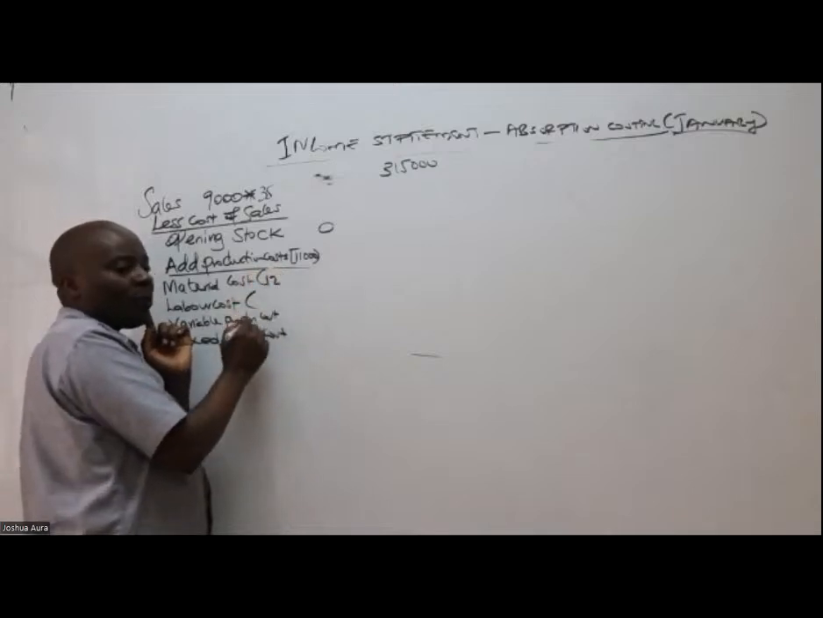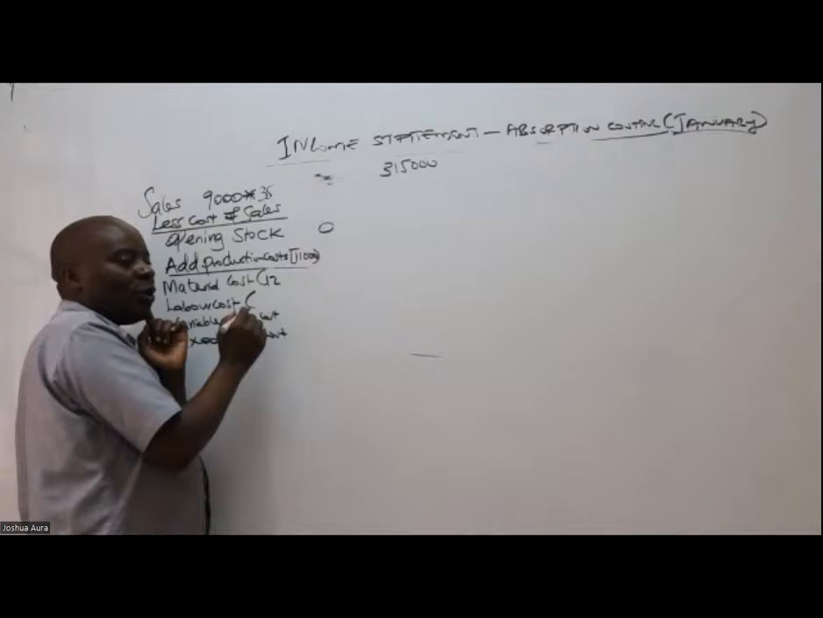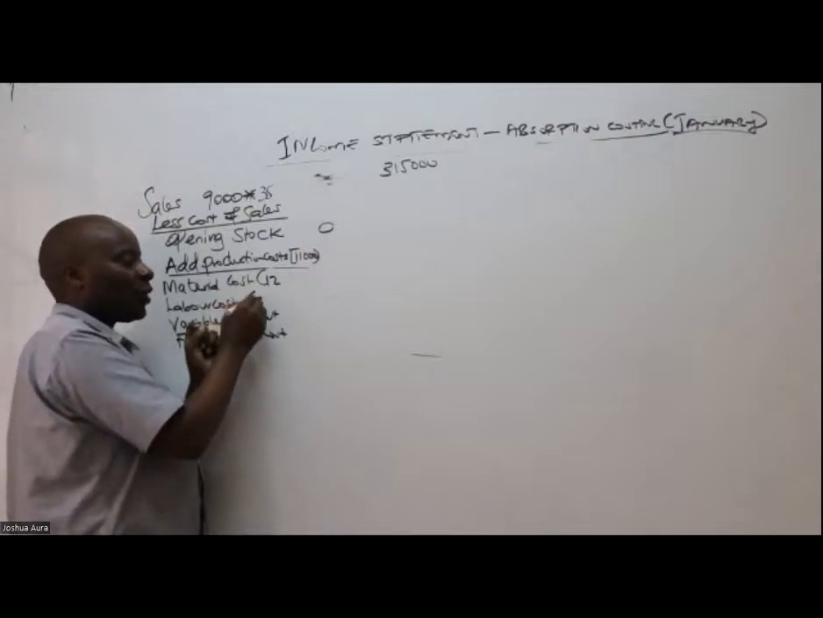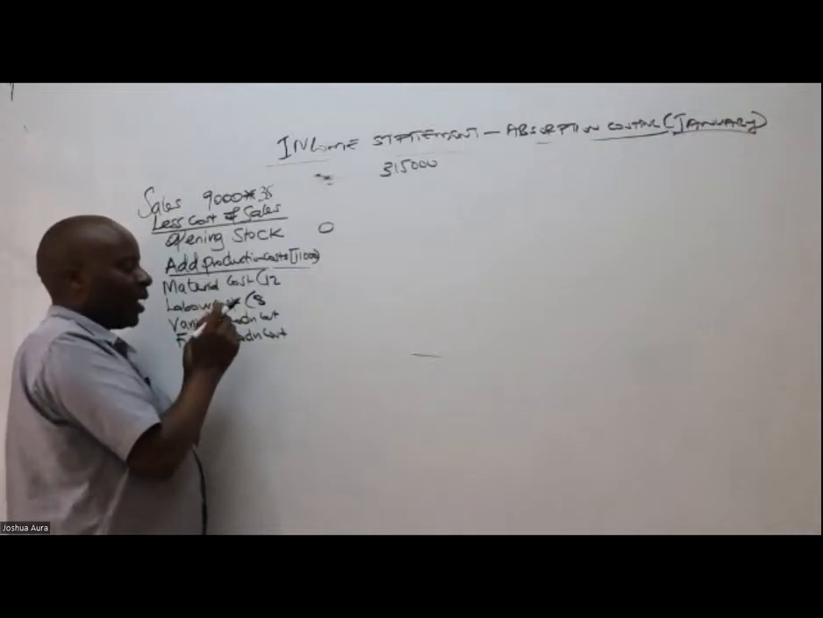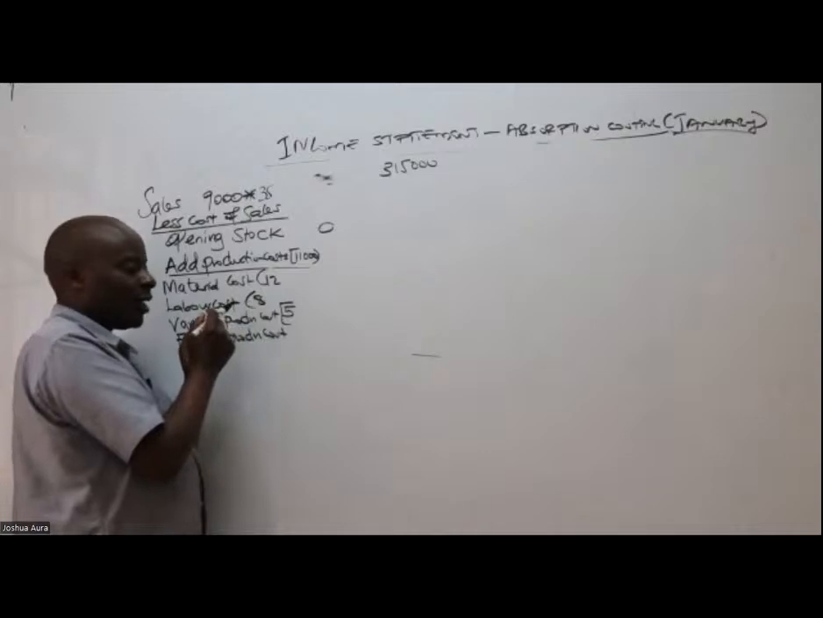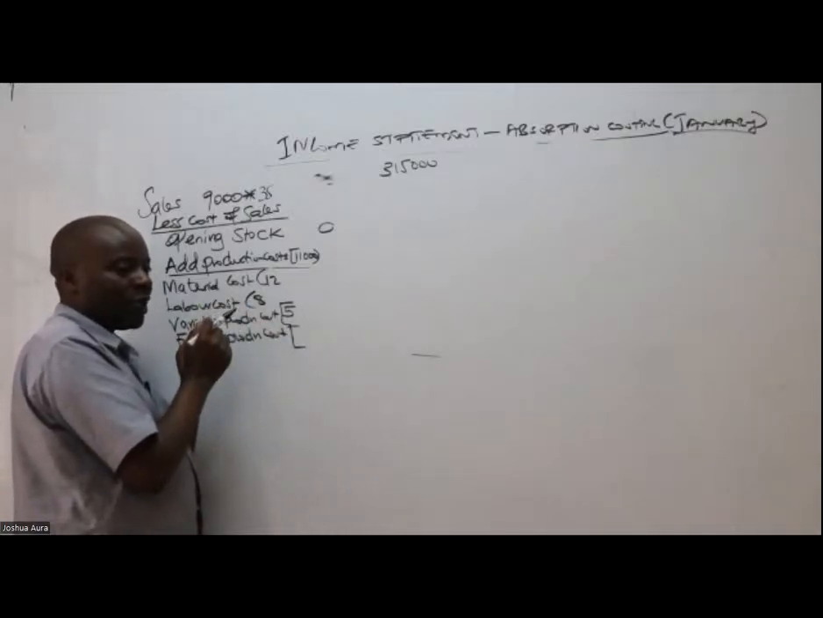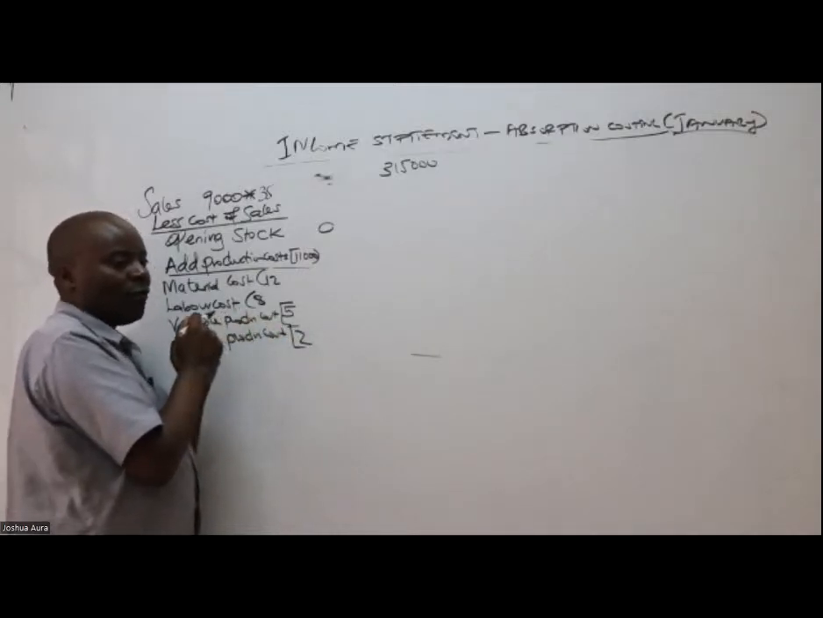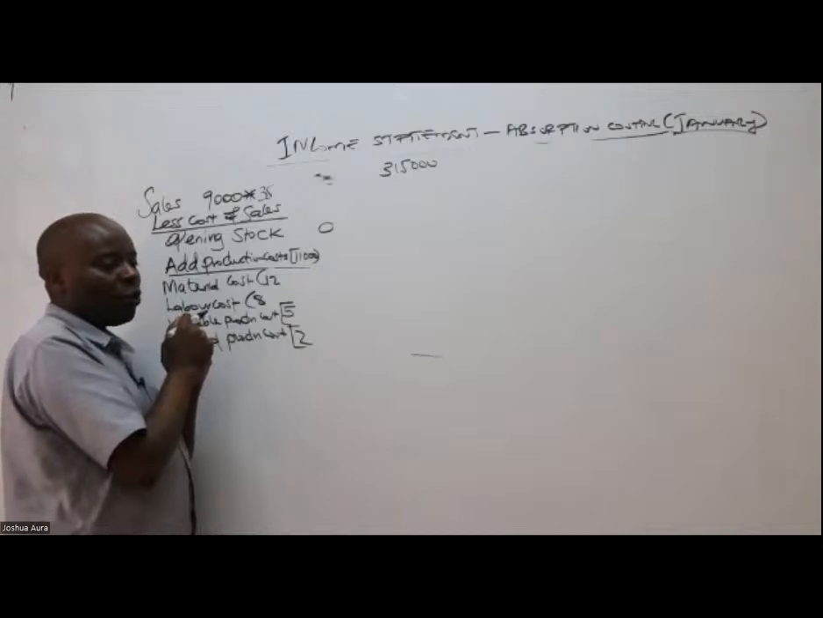The labor cost per unit, what do we have? It was 4 hours at 2, so this gave us 8 per unit. Then we have variable production overhead, which gave us 5. And then the fixed production overhead gave us 2 per unit.